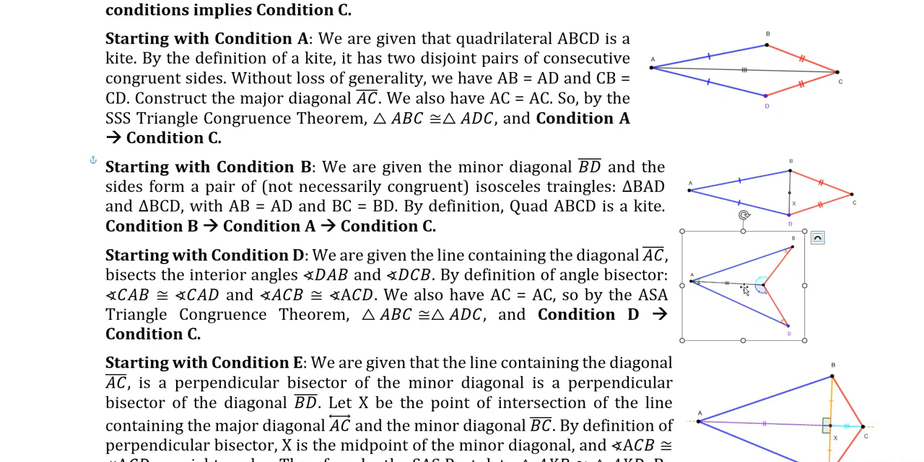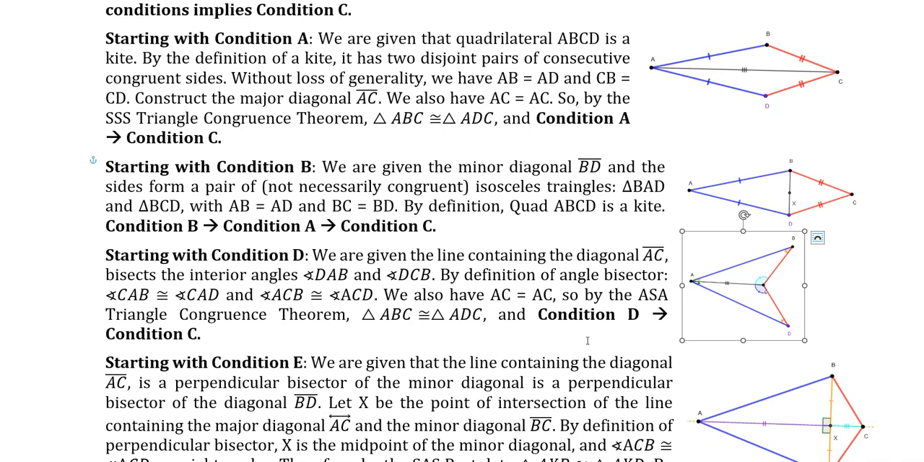So either way, we're going to eventually get what? Angle, side, angle, because AD is congruent to itself. So angle, side, angle is now enough to make these two triangles congruent. So condition D implies condition C. So notice every time we're proving these two triangles are congruent, but the way we do it depends on what we're given. One time we used side, side, side. Another time we used angle, side, angle.